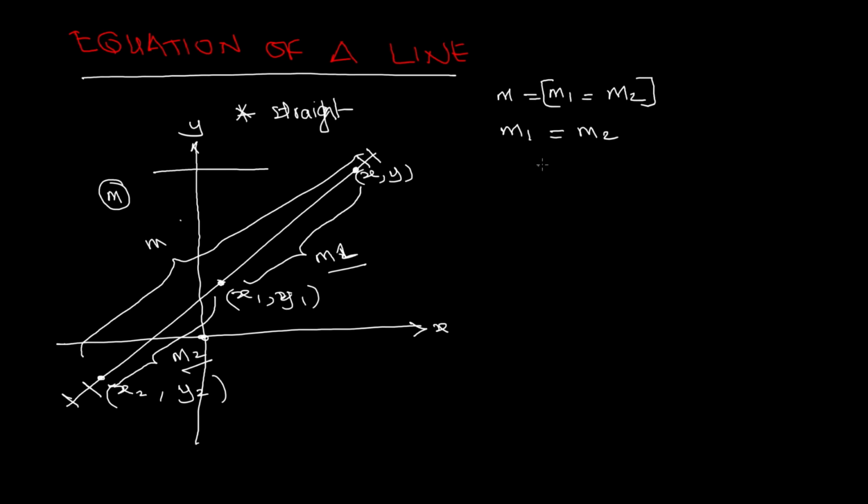So what do we do? We start with this one. Remember, the formula for the gradient was m is equal to y2 minus y1 over x2 minus x1. So the ones together, the twos together. If you mix up and say y2 minus y1 and then x1 minus x2, your gradient will have a wrong sign.